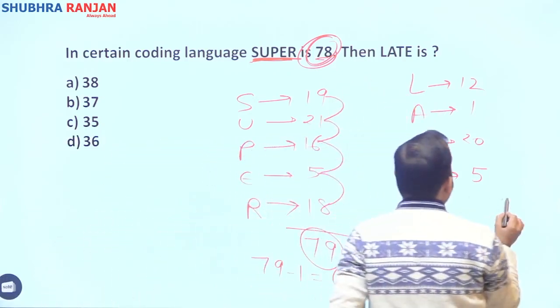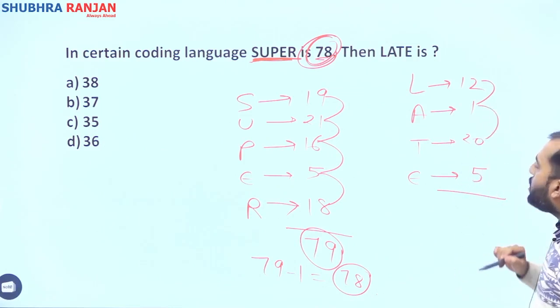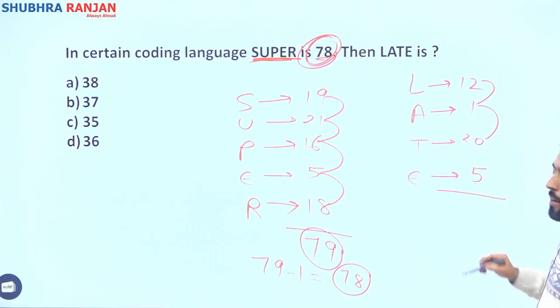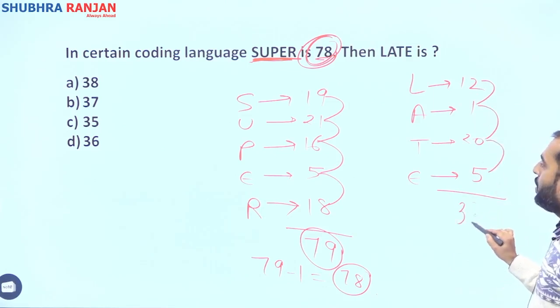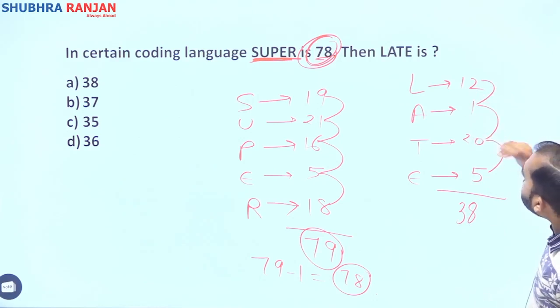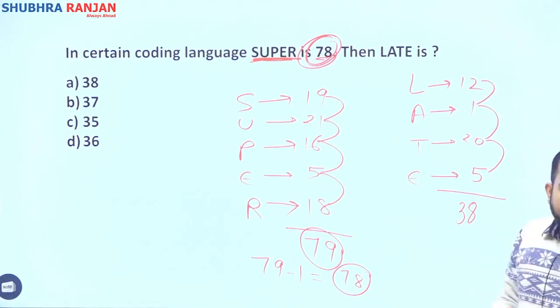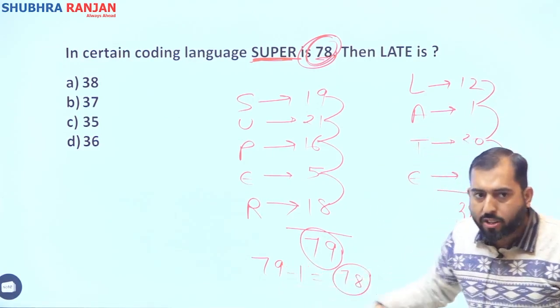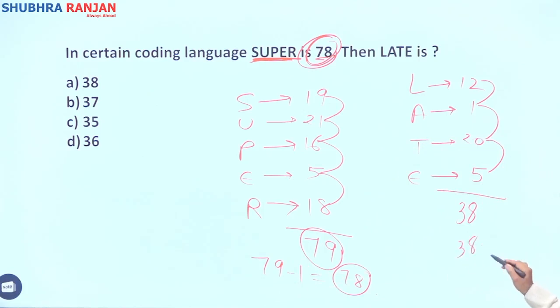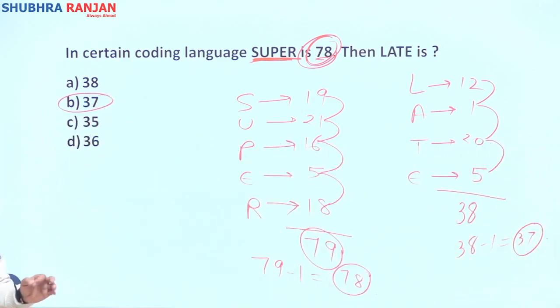12 plus 1, 13, plus 20, 33 plus 5. Give me a second. 12 plus 1 is 13, 13 and 20 is 33, and 33 plus 5 is 38. Now, if I apply this logic, 38 minus 1, 37 could be the answer. Is it present? Yes, I can go with it. Done? Okay, I hope this is clear.